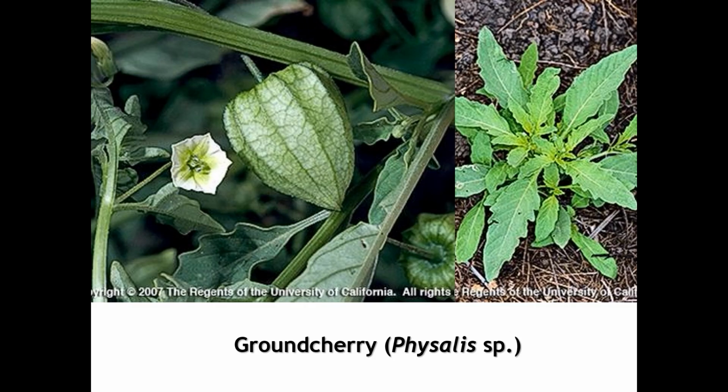And another weed species that we often see, especially in tomato and chili pepper fields, is ground cherry. Here you can see in the picture the fruit, the leaves, and the flower of ground cherry. So those features should be very helpful in identifying this particular species.